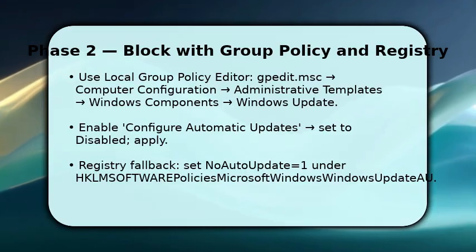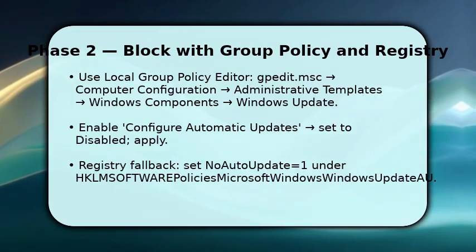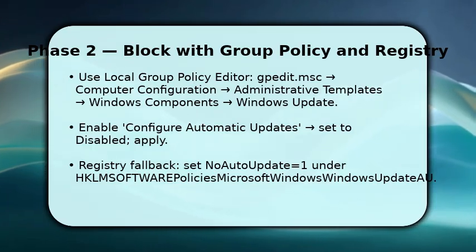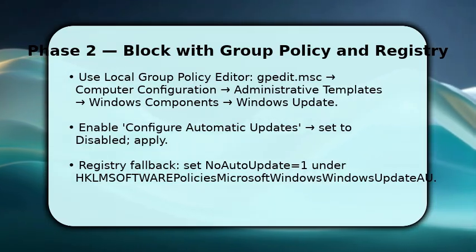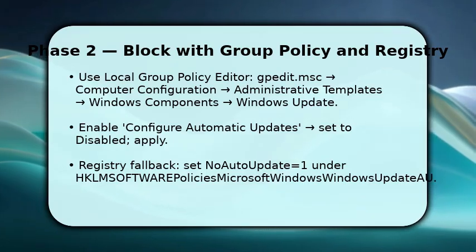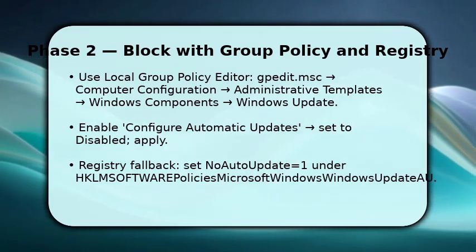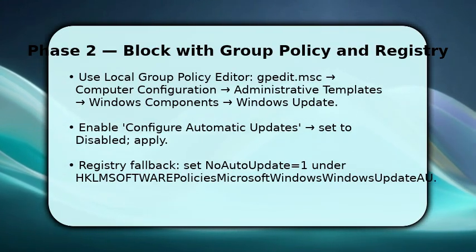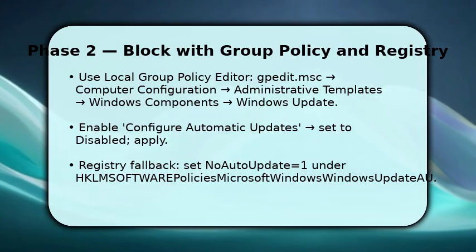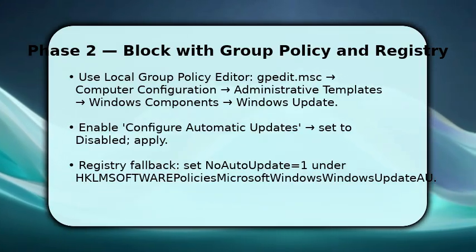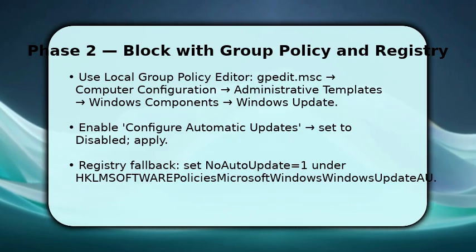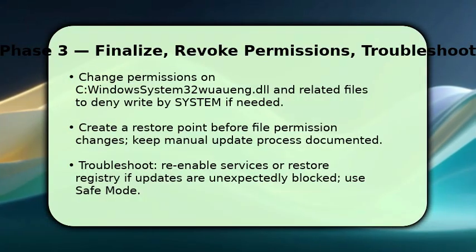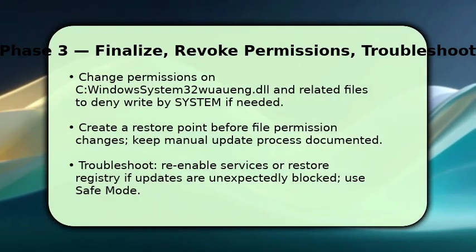Open gpedit.msc, navigate to Computer Configuration, right arrow Administrative Templates, right arrow Windows Components, right arrow Windows Update, then enable the policy named Configure Automatic Updates and set it to Disabled. If Gpedit is unavailable, open Regedit and create or modify NoAutoUpdate with Value 1 under HKLM/Software/Policies/Microsoft/Windows. Finish by locking down update components and creating recovery options.